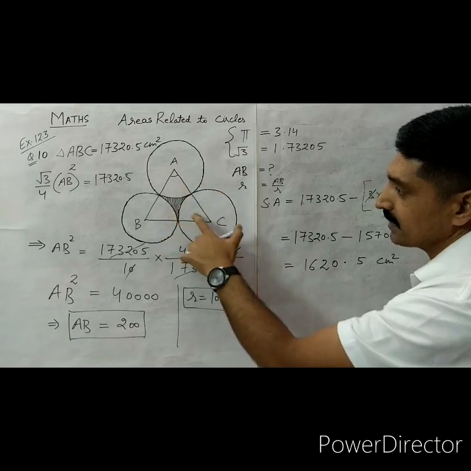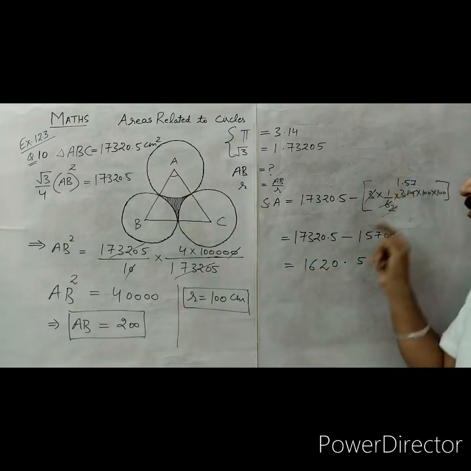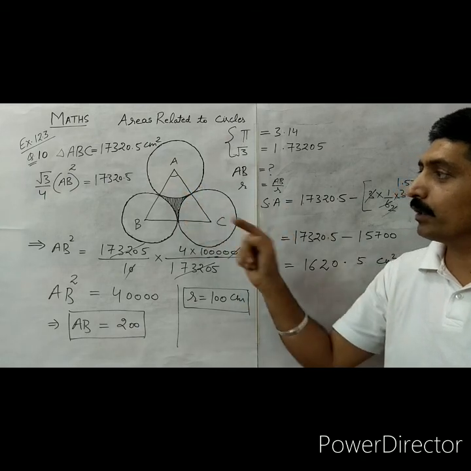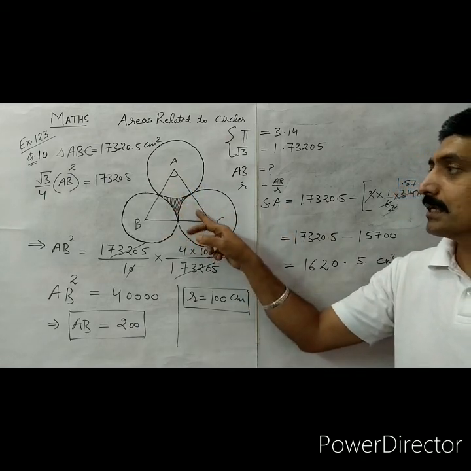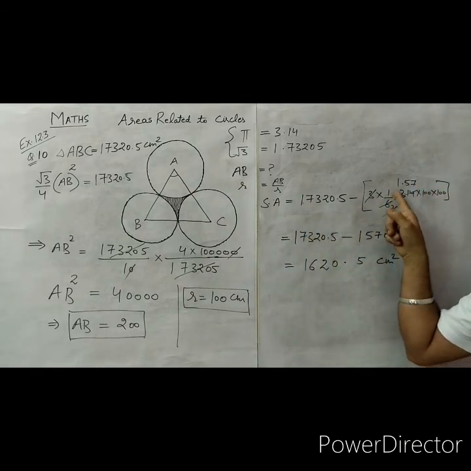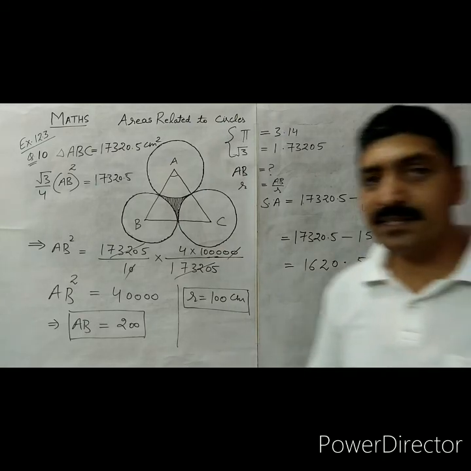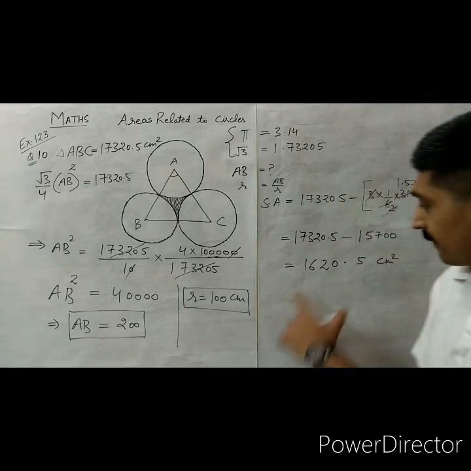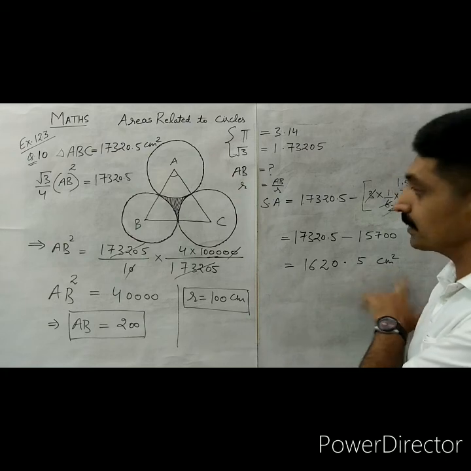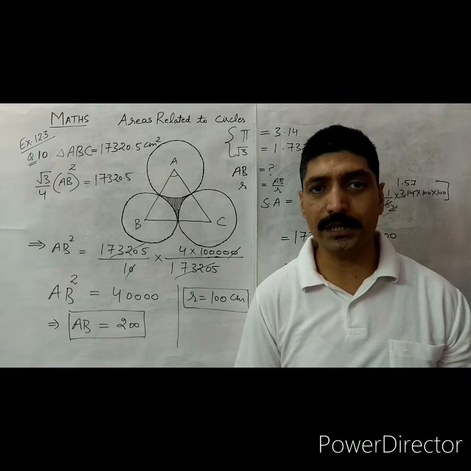The angle in this case is 60. The formula for a sector is theta upon 360 into pi r square. R is 100, pi is 3.14, and we have three such sectors, so we multiply by 3. So we have 3 into 1 upon 6 into pi r square, with R being 100 into 100. So we have the answer 1620.5 centimeter square. Dear students, I hope this question is also clear to you.